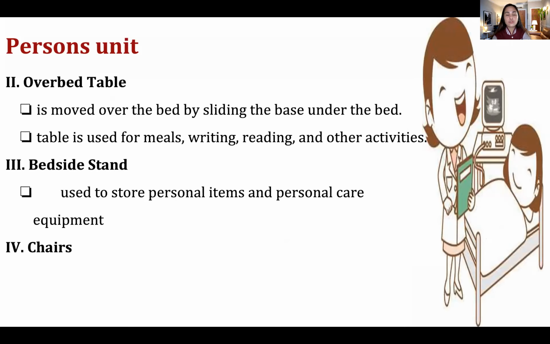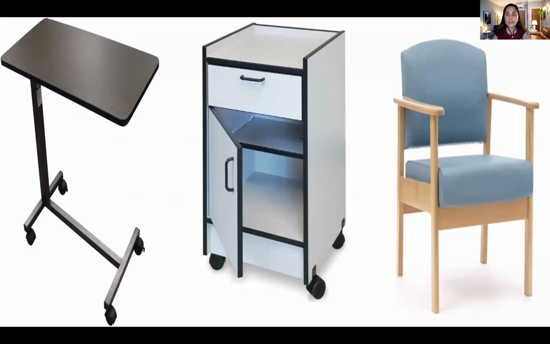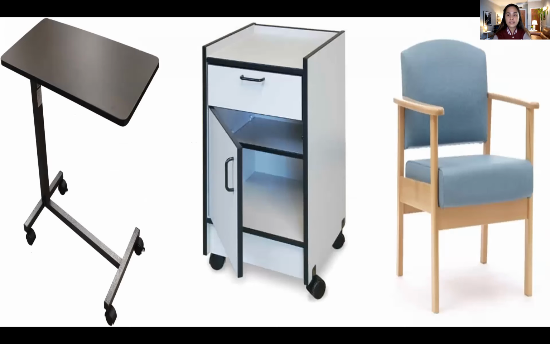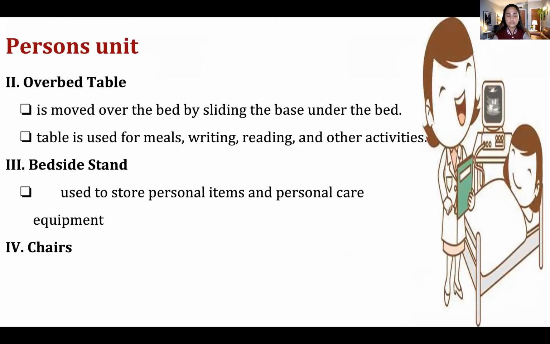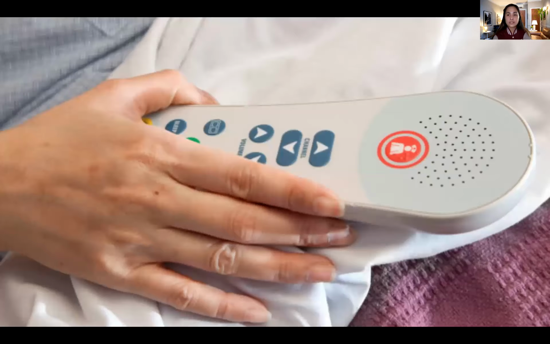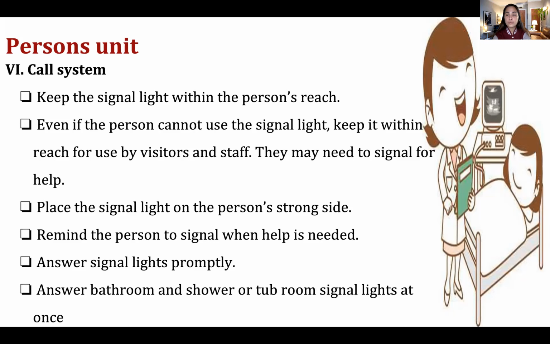Next, the patient should have an overbed table. So this is the overbed table on your left. You need to have a bedside stand in the middle and a visitor chair. Privacy curtain also is very important, and the call system. The call system should be put on the strong side of the patient. You should answer the call light promptly as the patient calls you, and answer also the call light in the bathroom or shower or tub.